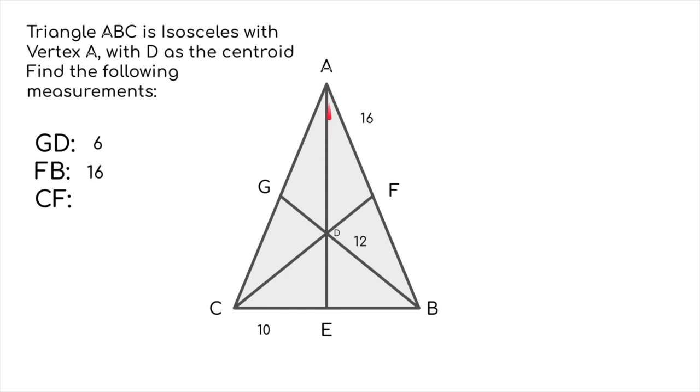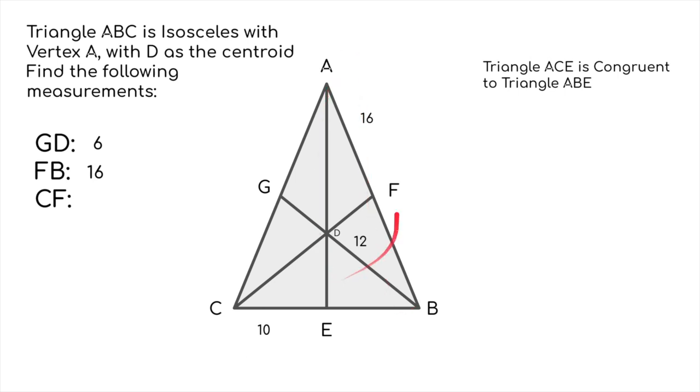First, we need to take line AE and prove that it is congruent to itself through reflexive property of equality. Next up, we have line CE congruent to line EB through the property of a median. And then we know that AC is congruent to AB through the definition of an isosceles triangle. So we know that triangle AEB and triangle AEC are congruent to each other through side, side, side.